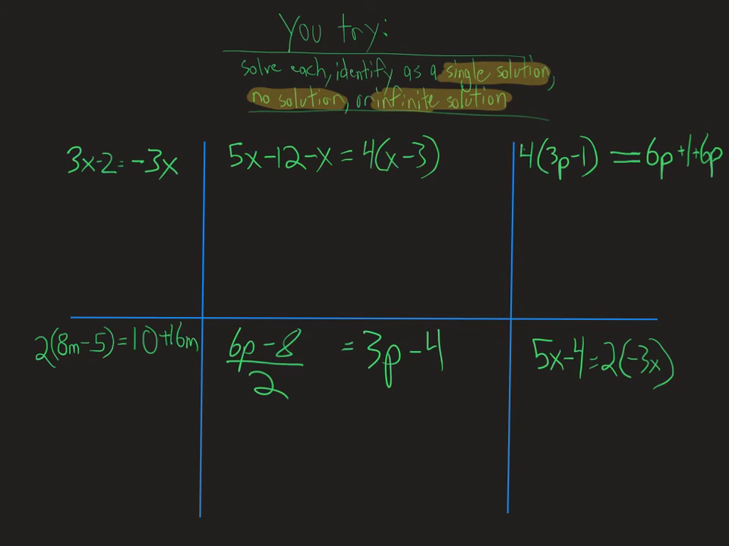All right, I have talked enough. You try right now. There are 6 problems. Identify the single solution, no solution, infinite solution for each one. And as soon as you get to the point where you can recognize a no solution or infinite solution, you can stop work, and then that is your answer. You're just telling me it's a no solution or infinite, okay?